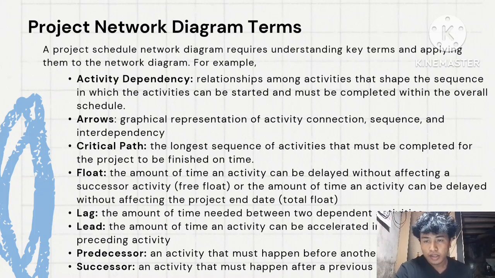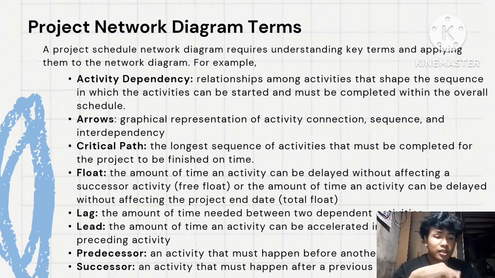So here are the terms of project networking. A project schedule network diagram requires understanding key terms and applying them to the network diagram. For example, activity dependency: relationships among activities that shape the sequence in which the activities can be started and must be completed within the overall schedule.